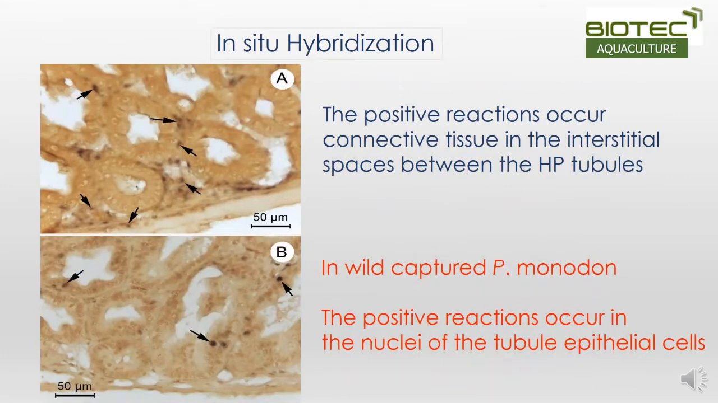The surprise results come with the in situ hybridization. Usually, the positive reaction of the DIV1 using the DIV1 DIG-labeled probe shows the positive reaction occurring in the connective tissue in the interstitial space between the hepatopancreatic tubules. However, in the wild broodstock with positive PCR for DIV1, the positive reaction occurs not in the cytoplasm but in the nuclei of the tubule matrix cells and cells in the spheroid.